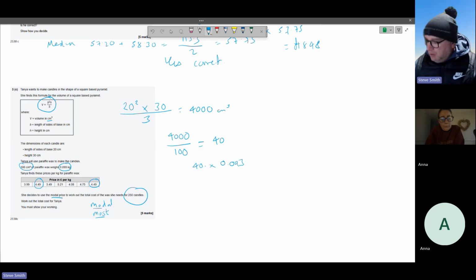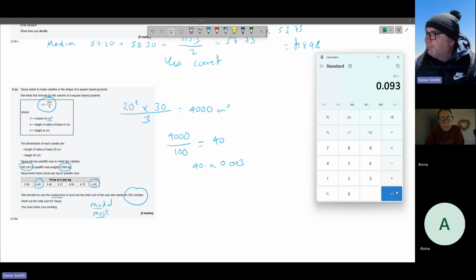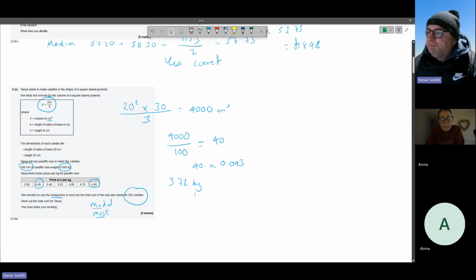0.093 kilograms. Okay, so let's do our sums here. Times by 0.093. Wow, that's a heavy candle. 3.72 kilograms of wax per candle. And she wants to make 250. Oh my God, she needs a truck.